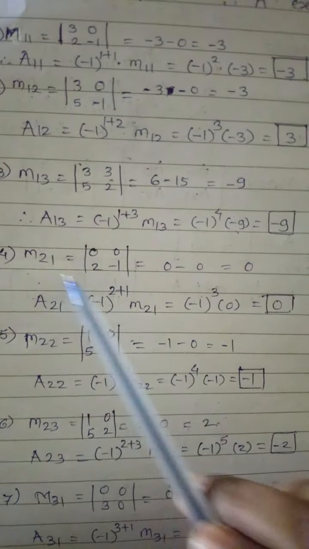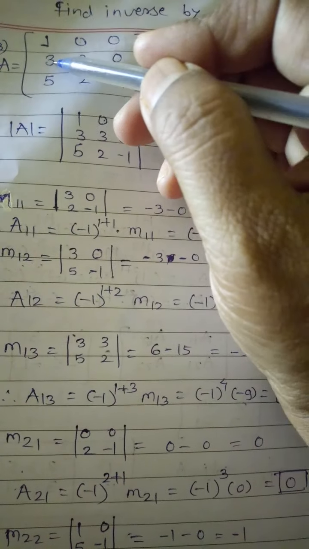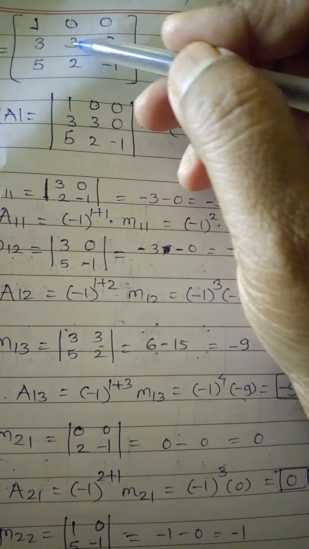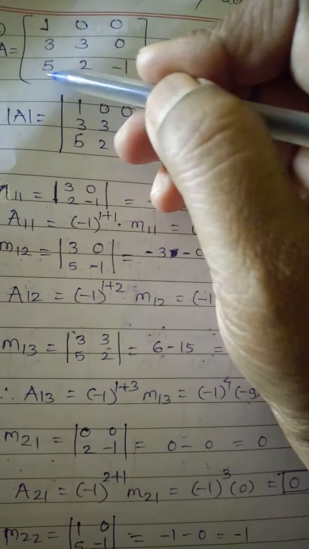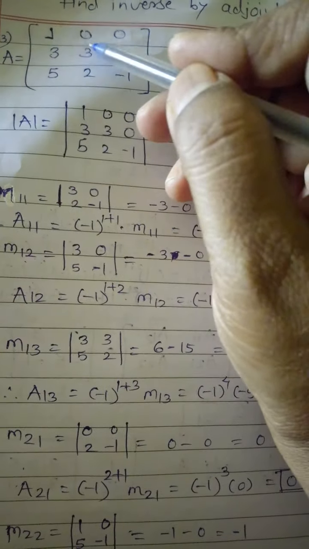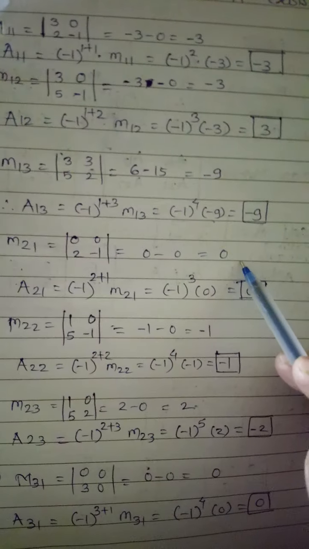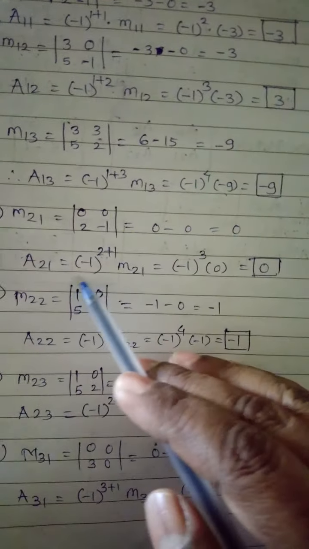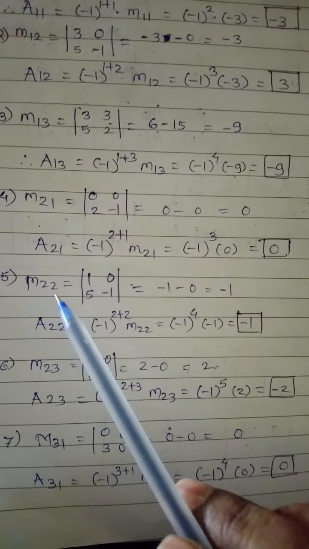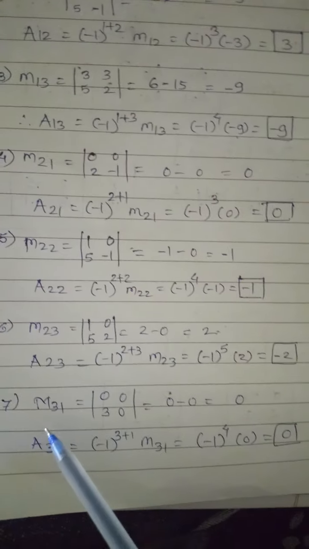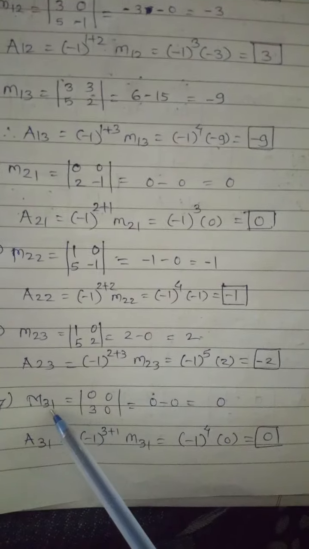Now what about M21? M21 is the same. See the position of M21. Here you have to draw a horizontal line and a vertical line, and so we get 0, 0, 2 and -1. Opening the bracket you will get 0, and now you have to find the cofactor. Same for M22 and M23.